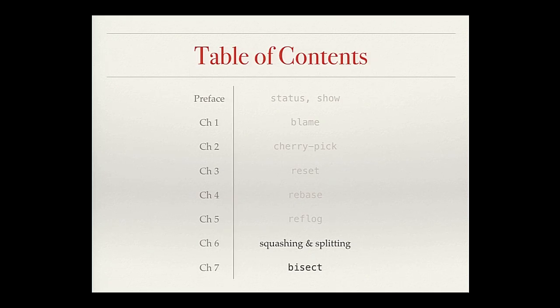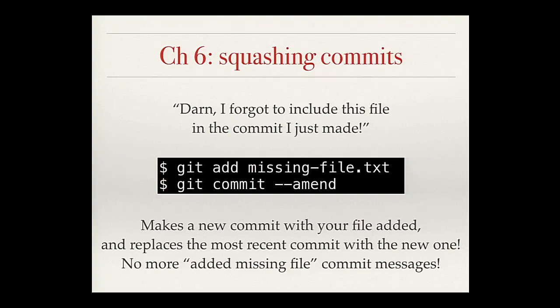Now I'm going to show you some more cool things that you can do now that you know how to change history. Squashing and splitting. How many have been in this situation? I just made a commit, and I forgot to include that file that actually has some really important changes. So you can use git commit --amend to actually amend the commit that you just made to roll in any other changes that you need to make.